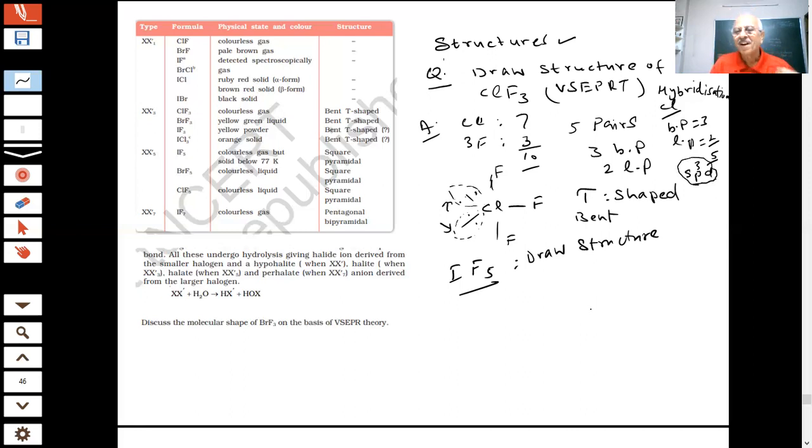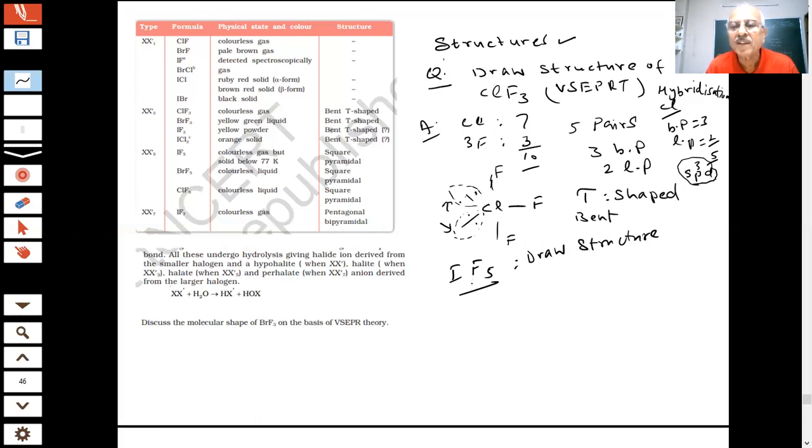See that story, how do we solve the questions in the paper? Now, one question is coming on this, I'm telling you. One question will be there, very important: IF5, students. I have IF5. So what will happen here in IF5? What will be the hybridization?